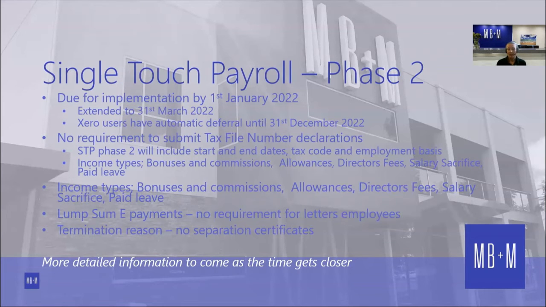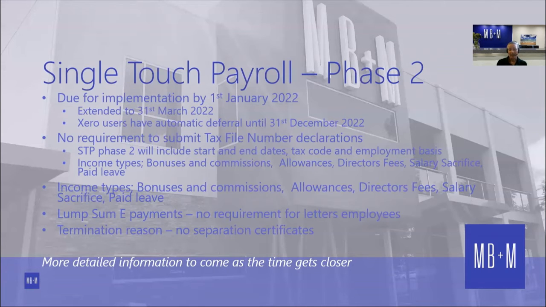There won't be a requirement to submit a tax file number declaration anymore, and not even file direct from your software if that's an ability to be able to do. Single touch payroll phase 2 will include end dates and start dates for your employees and the basis on which they're employed. So whether it be casual or full-time, they'll all be assigned codes, and it'll be something that you'll need to select when you're taking on or terminating an employee.